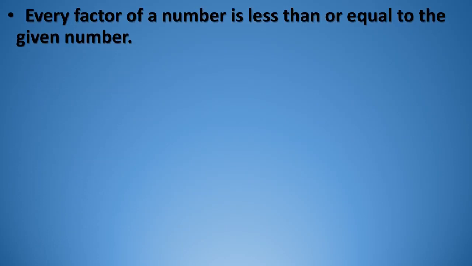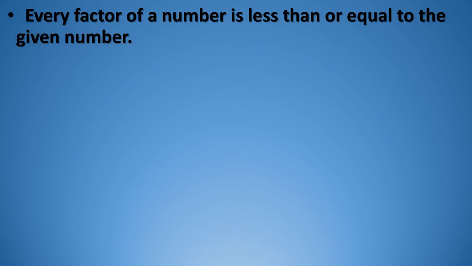Next point is, every factor of a number is less than or equal to the given number, meaning factors are finite. We cannot say that factors are infinite. If we are finding the factors of 12, the numbers which divide 12 are either 12 or less than 12. They are not more than 12.